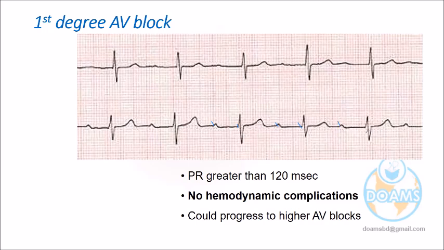Is each P conducted by a QRS or not? Each P is followed by a QRS, conducted. If it is not conducted, we will say this is a drop beat. So fixed PR prolonged, but no drop beat. This is the criteria for first degree heart block.